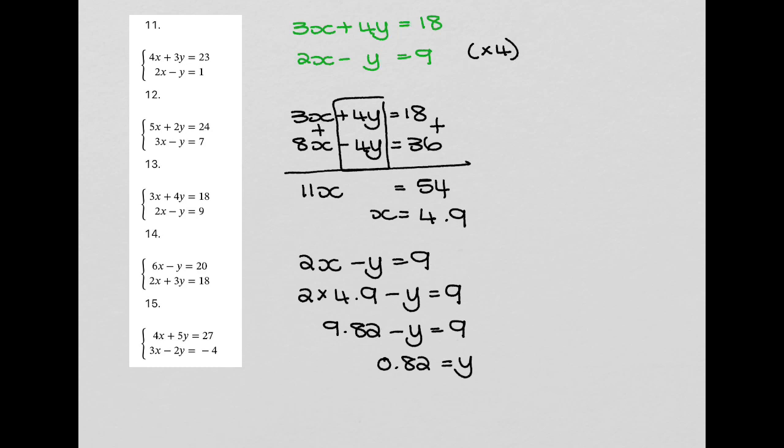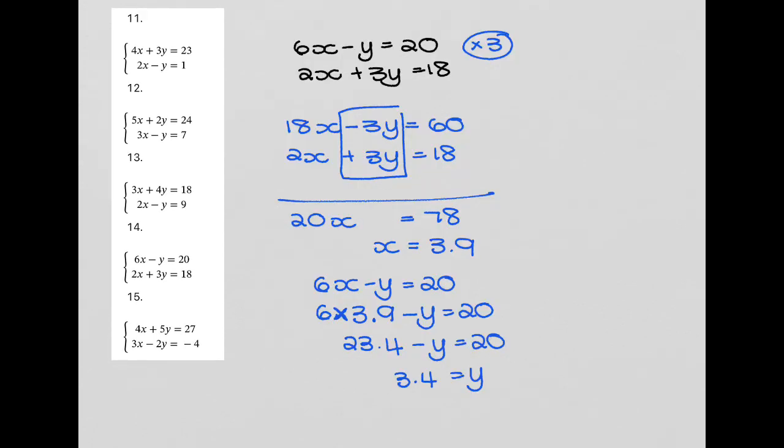On the screen now is the solution to question 13. So I decided that making the x's match would be too much work, so I made the y's match. So I multiplied the bottom equation by 4. So that's where I got this information from. Then these were different, which means I was adding. So 3x add 8x, 18 add 36. And when I eventually solved, I got x to be 4.9. I put that back into this equation and eventually got y to be 0.82. All right, I'm going to put up number 14 next.